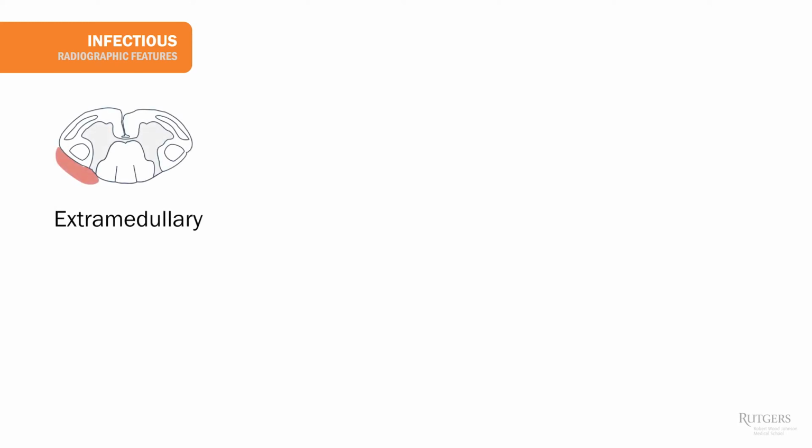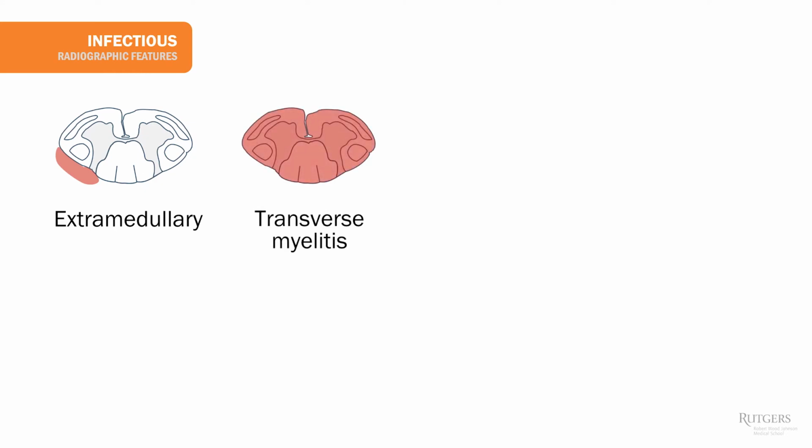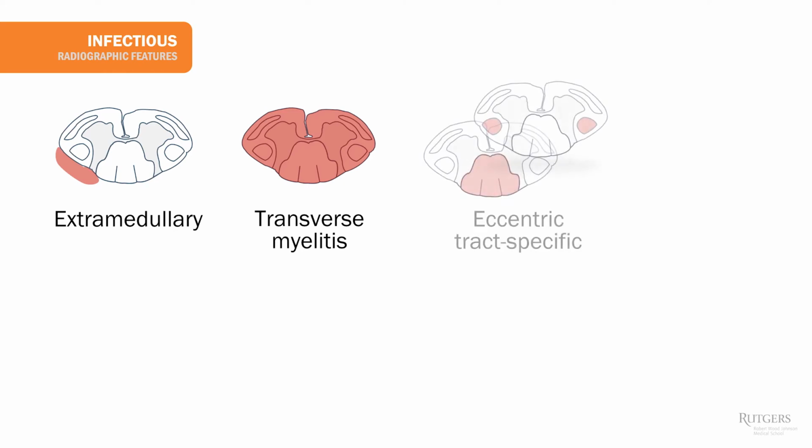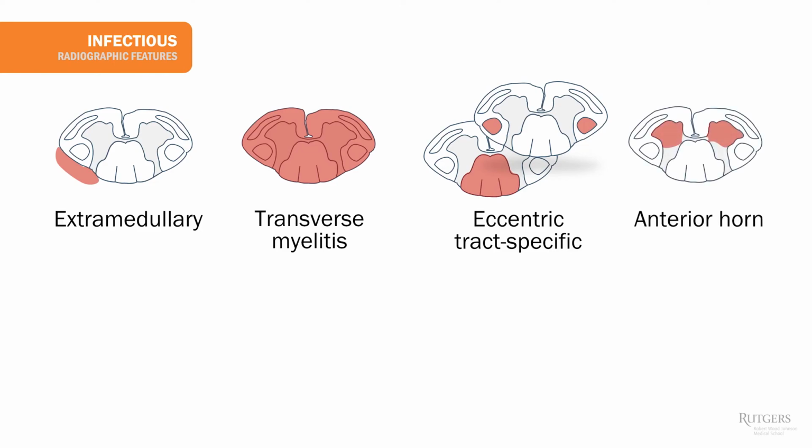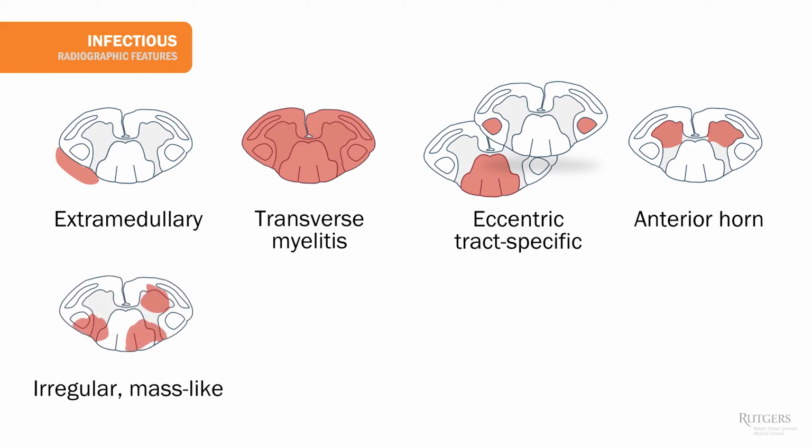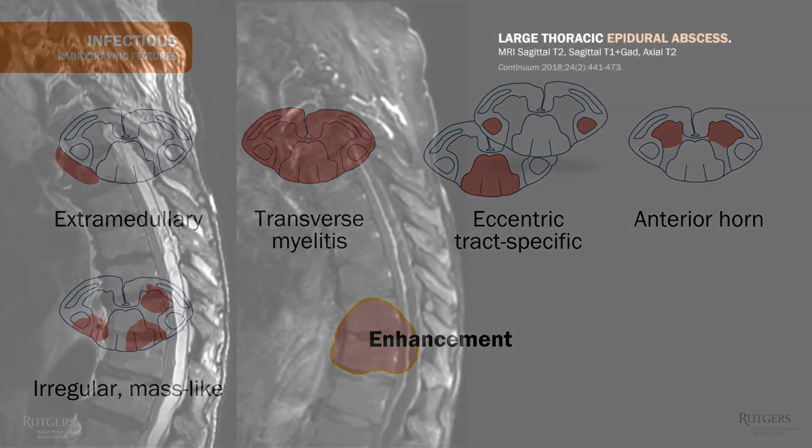When it comes to imaging of infections, we are typically dealing with 5 patterns. Extramedullary compressive lesions, like spinal abscesses; transverse myelitis, involving the entire cord segment, like in herpes simplex infections; tract-specific involvement, meaning dorsal columns, corticospinal tracts, etc. We already mentioned syphilis for that one. Predilection for anterior horn, think polio, West Nile; and irregular mass-like lesions with parasitic infections. There are also variable levels of enhancement. Let's take a look at some images.